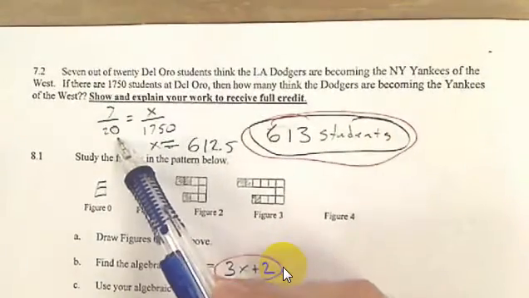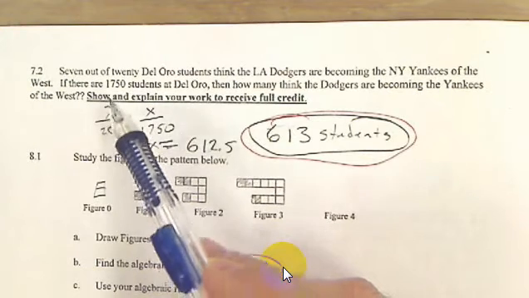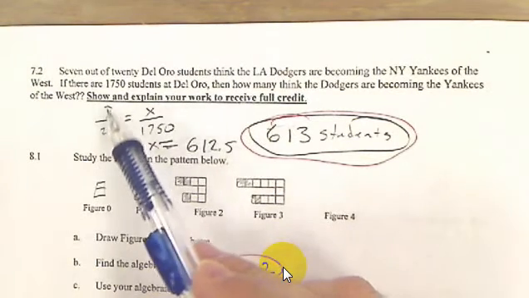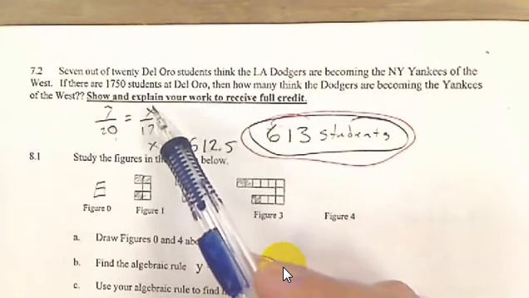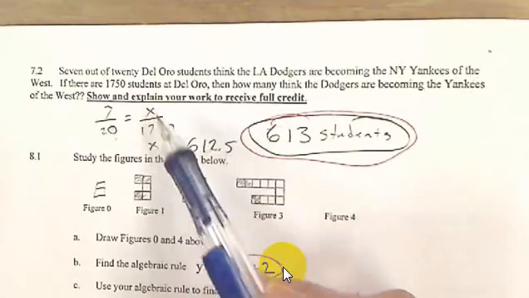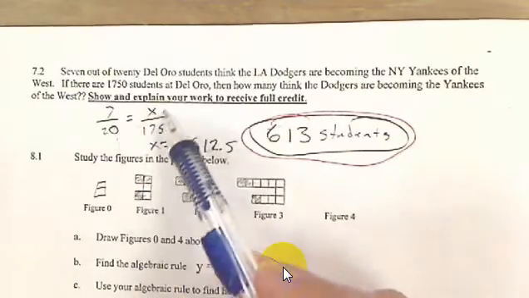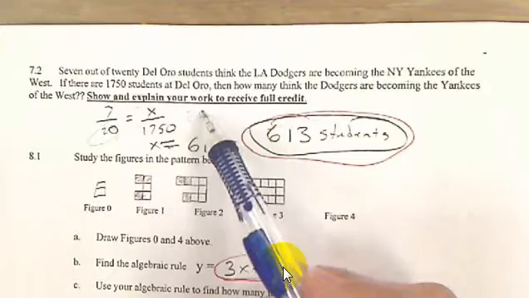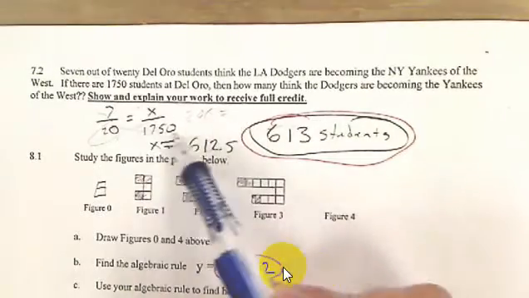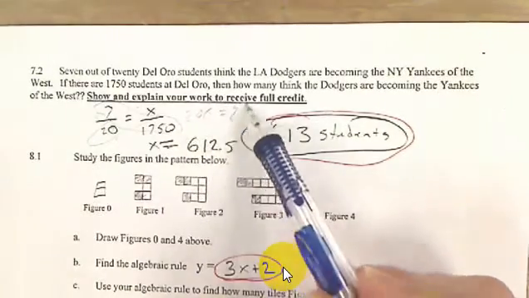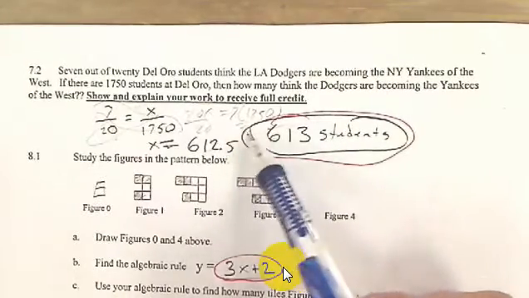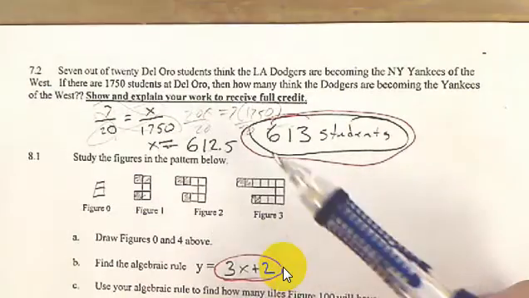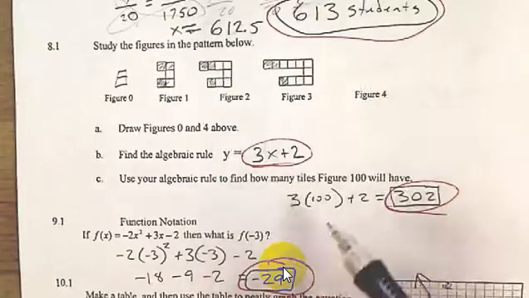Seven out of 20 students. That's how many think the Dodgers are becoming like the Yankees. And then that's how many think out of the total. You can cross multiply if you like. So that would be 20x equals those two multiplied together. 7 times 1750. Divide by 20. And there you go. And of course you can't have half a person. Even if they didn't have their arms and legs, they'd still be a person.